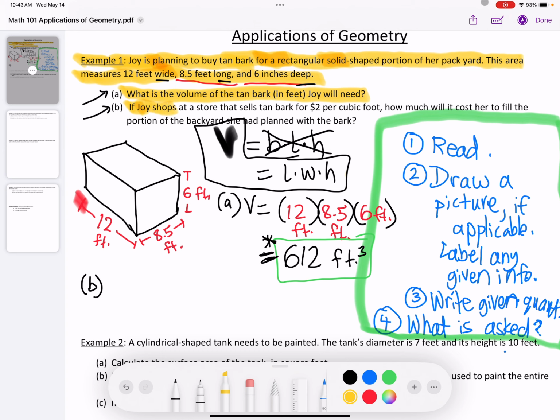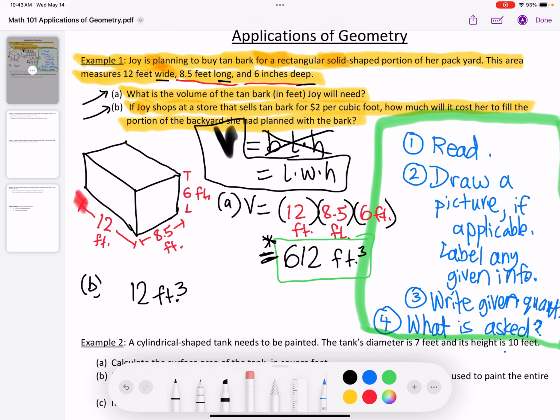If Joy shops at a store that sells tan bark for $2 per cubic foot, how much will it cost her to fill the portion of the backyard she had planned with the bark? So at this point, if you already know what to do, I'm going to multiply those two numbers, the 612 cubic feet, by the number that's given, $2 per cubic foot. That's fine. Feel free to just do that.